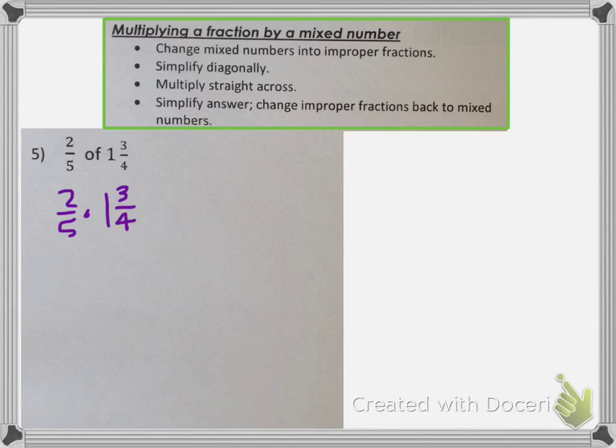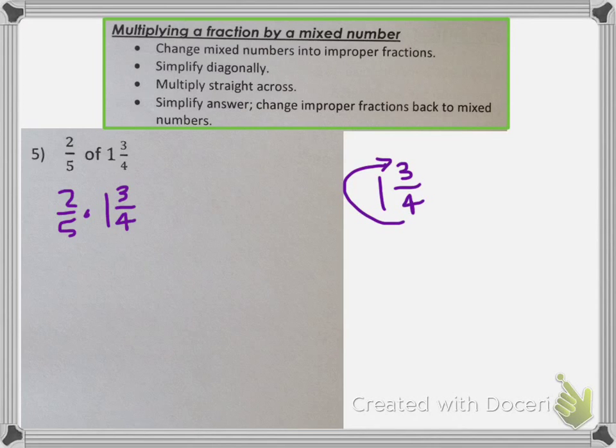Once we've established that's what we're doing, we need to look at the instructions in the little green box and see, okay, what's our first step? When we have a mixed number in the problem, our first step is to change the mixed number into an improper fraction. So you may remember that to do this, we're going to kind of boomerang around.